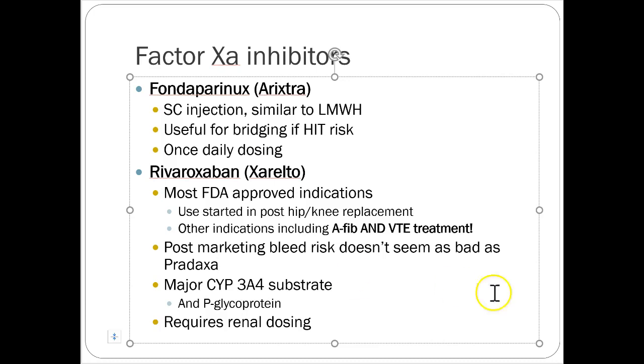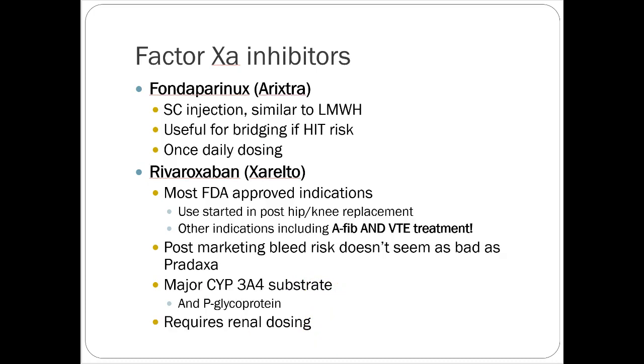Rivaroxaban is probably one of the most popular anticoagulants on the market right now, in addition to the one on the next slide I'm going to talk about in a second. But this one is a major CYP3A4 substrate, so you do get P-glycoprotein as well, just like dabigatran. So you do get prone to drug interactions. It does require renal dosing and adjustment, so that's something to consider too.